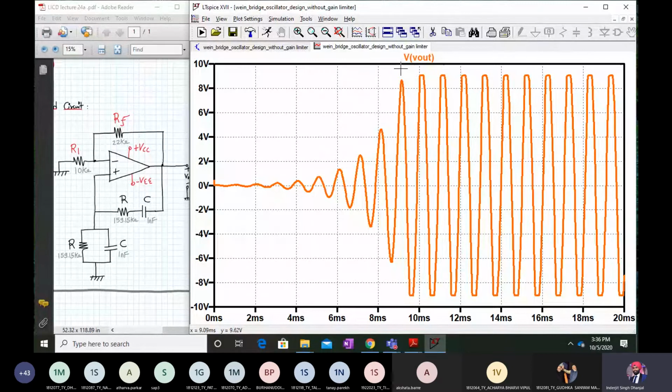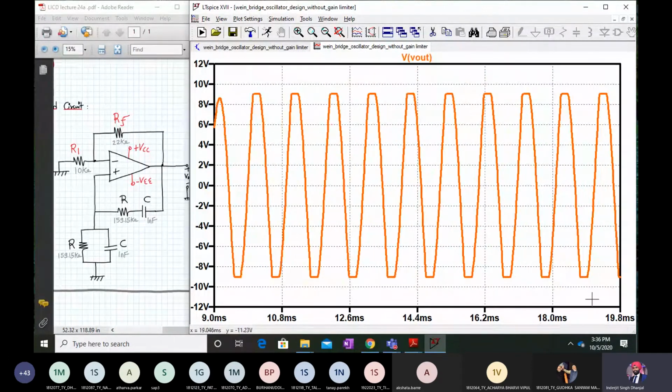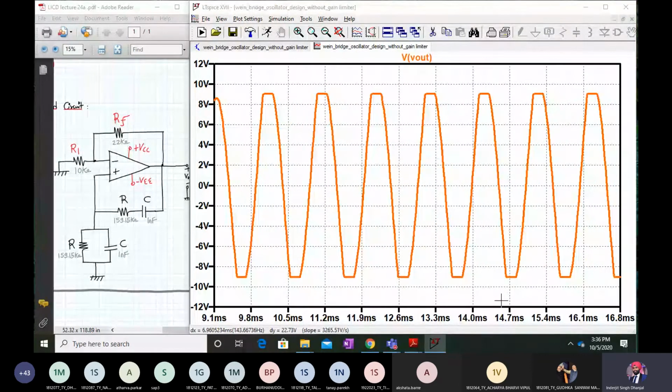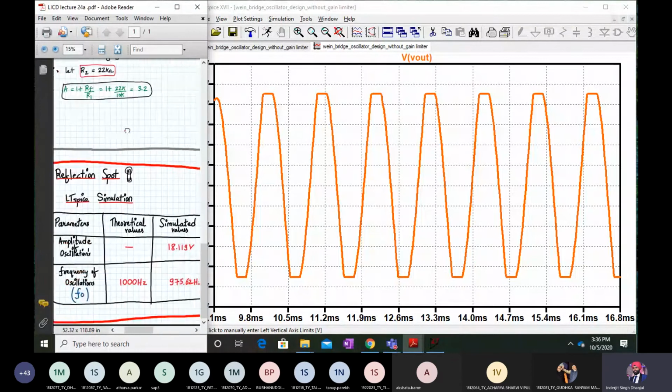That means it's of a constant frequency and amplitude. So if I expand this, it's not so great. If you notice carefully, it's more or less a sine wave, but slightly there is some clipping happening. Okay, we will come back to this point a little later when we study the topic in detail.